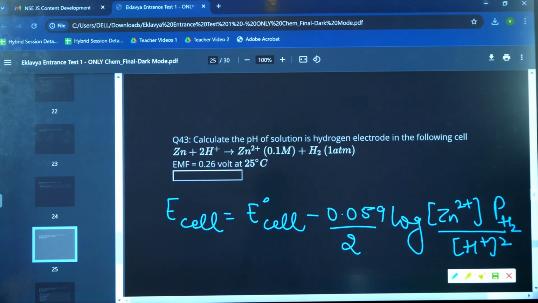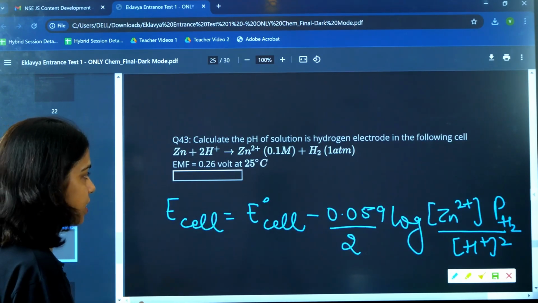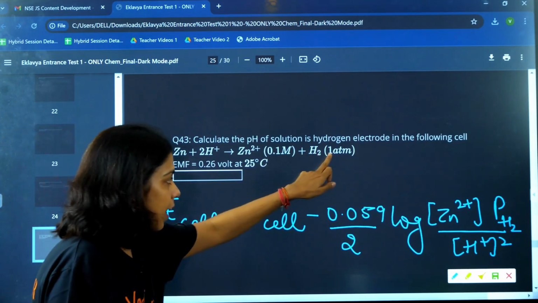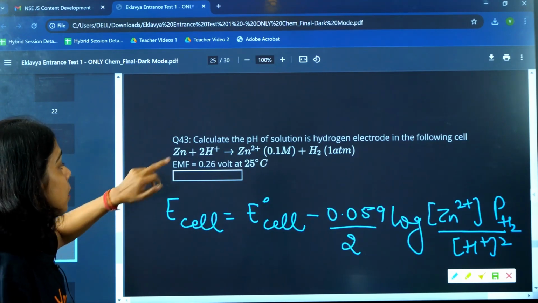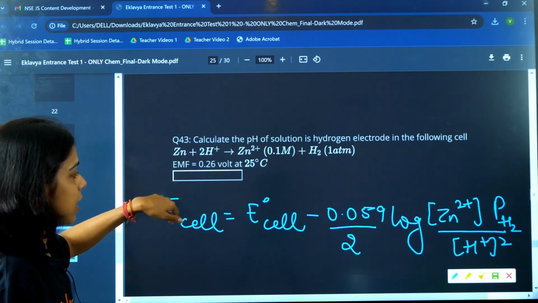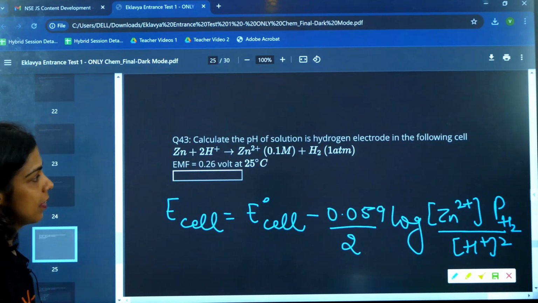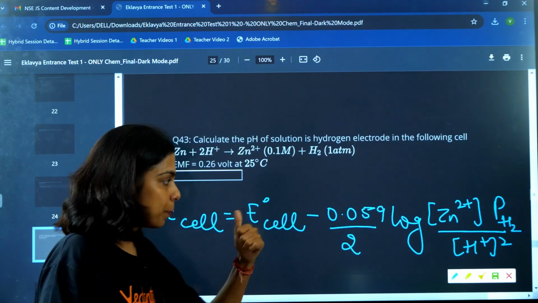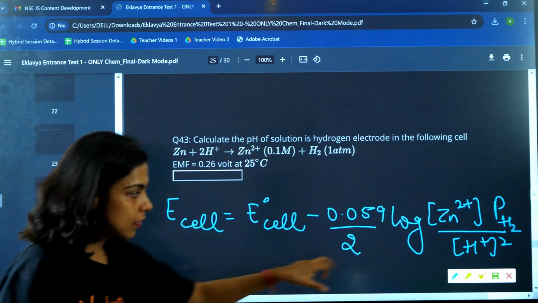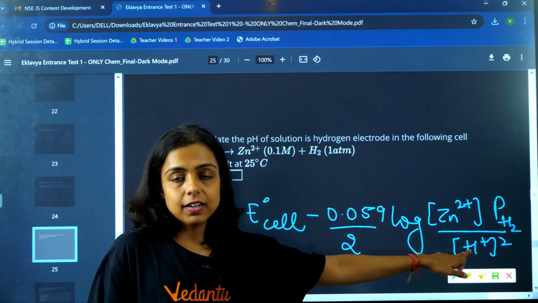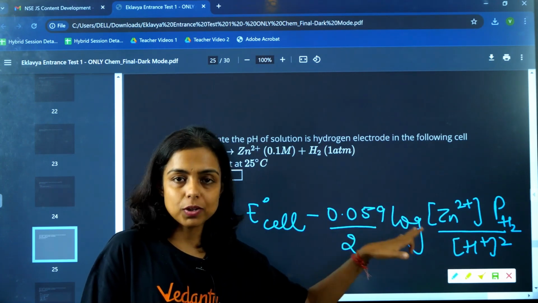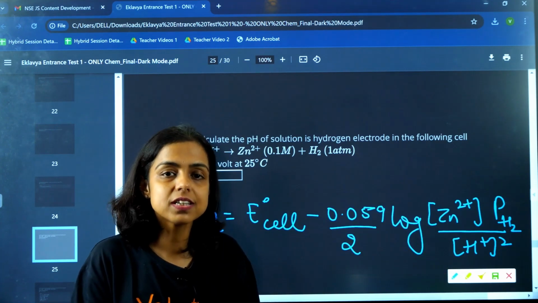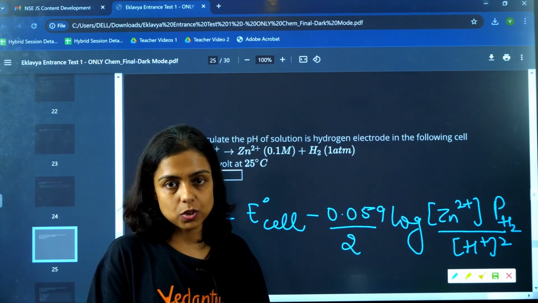So EMF is given, that is 0.26, right? The concentration of Zn2 positive ion, pressure of H2 is given to you. The zinc is solid, of course, and H positive concentration is also given to you. I'm sure E naught cell is provided in the question that you can put here, right? All the things are given other than H positive. By putting the values in Nernst equation, you can get the concentration of H positive ion after solving this equation.